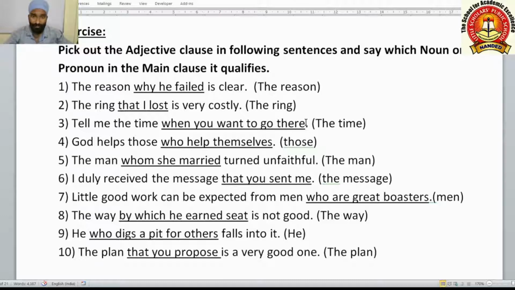First of all, I will give you the answer key of the adjective clauses exercise. You can see here I have underlined the adjective clauses which were present in the sentences. Underlined clauses are the adjective clauses, and the nouns given in the bracket are the nouns to which these adjective clauses are defining, meaning they are describing these nouns. So this is how you were expected to answer.